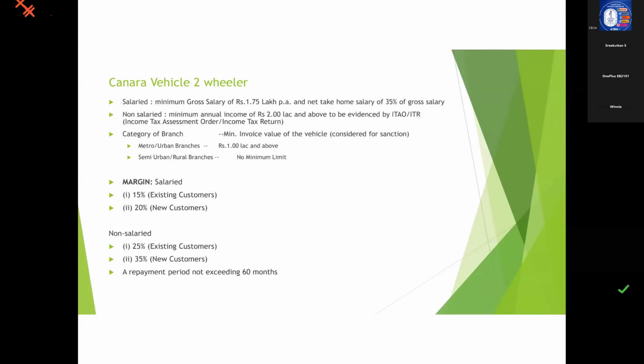Now coming to the margin part, the margin is categorized into four types. Each of them you have to study. It is very easy. Existing customers salaried, it starts from 15%, and new customers salaried, it is 20%. In the case of non-salaried, existing customers it is 25 and new customers it is 35. This is a very common question that has been seen over the years, that is margin in the case of Canara two-wheeler loan. This you have to learn by heart. So starting from salaried, it is 15, 20, 25, 35. That is salaried existing 15.